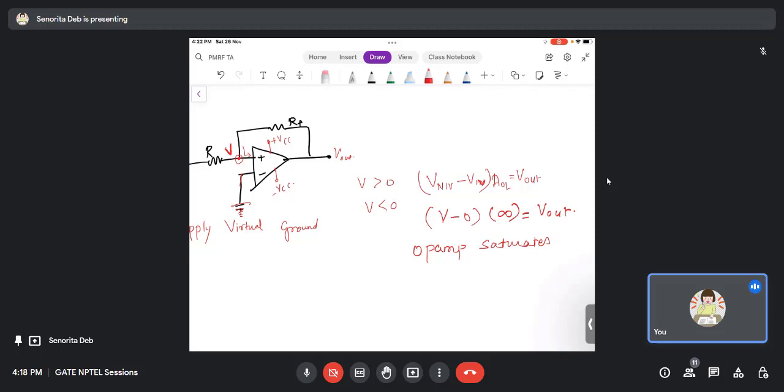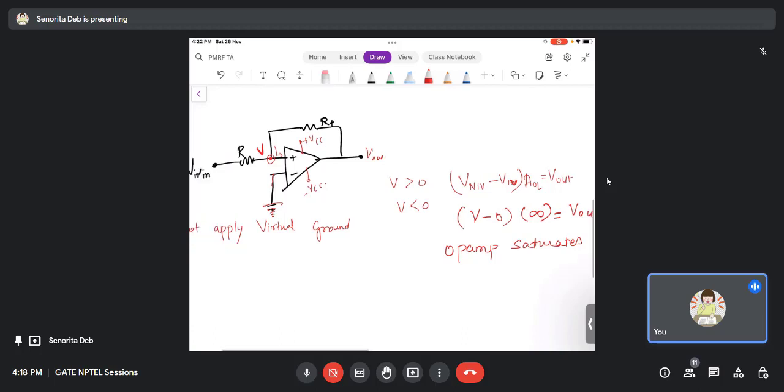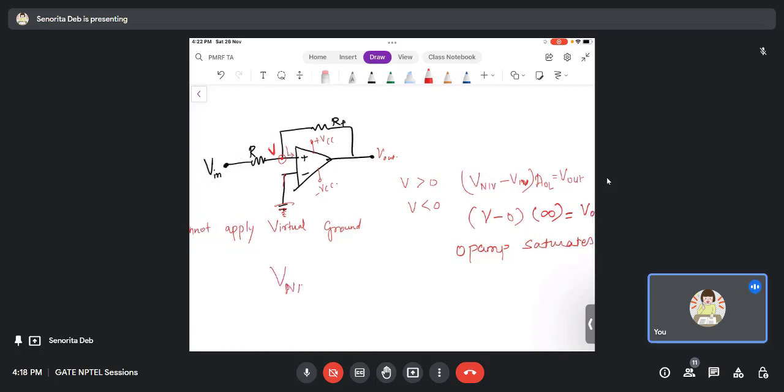So what will happen? If your non-inverting terminal, V non-inverting, is greater than V inverting, the output is plus VCC or plus V sat, whatever is the case. And if V non-inverting is less than V inverting, then V out is minus VCC or minus V sat.